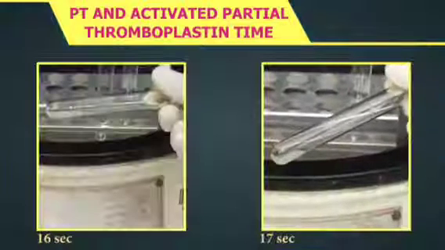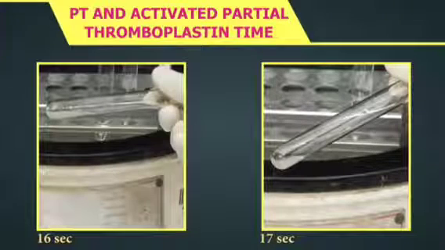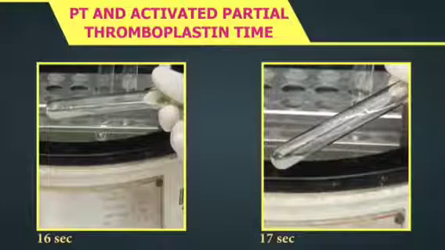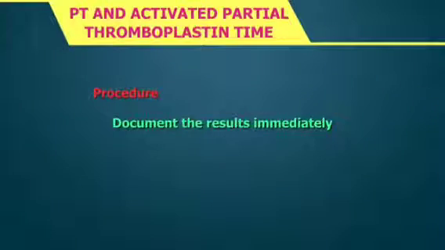The test results for the duplicate sample run are 16 seconds and 17 seconds. The average of the two readings gives the final value. The normal range for PT is 10 to 13 seconds. It has to be established by each lab by MNPT. Document the results immediately.